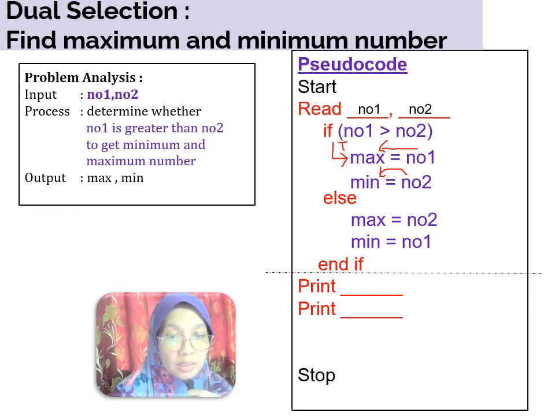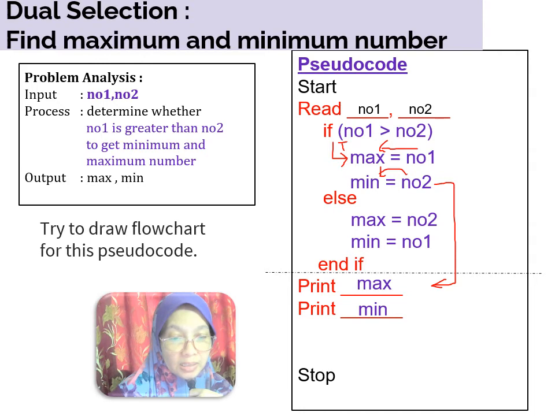Okay, after that, what to do? They go to below case true of else. Below case true of else, which I draw an underline here, a line here, so that you know case true of else is over here. Okay, then what to do? Print max and print min and then end.